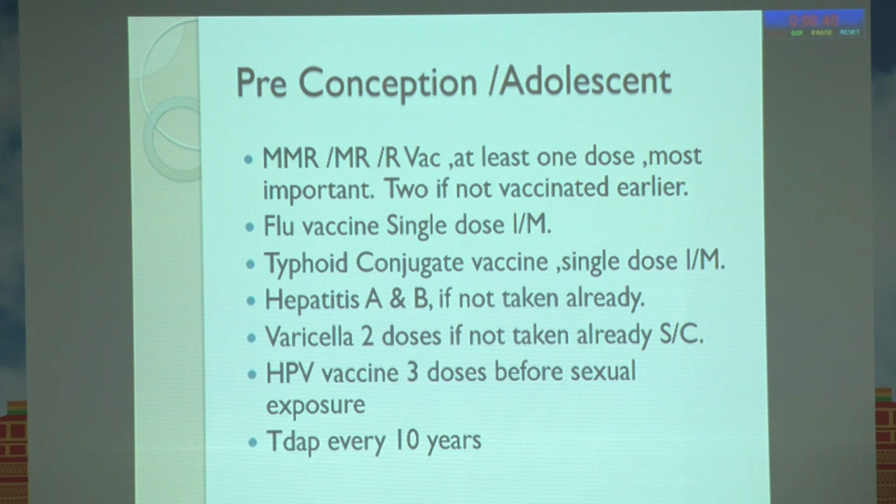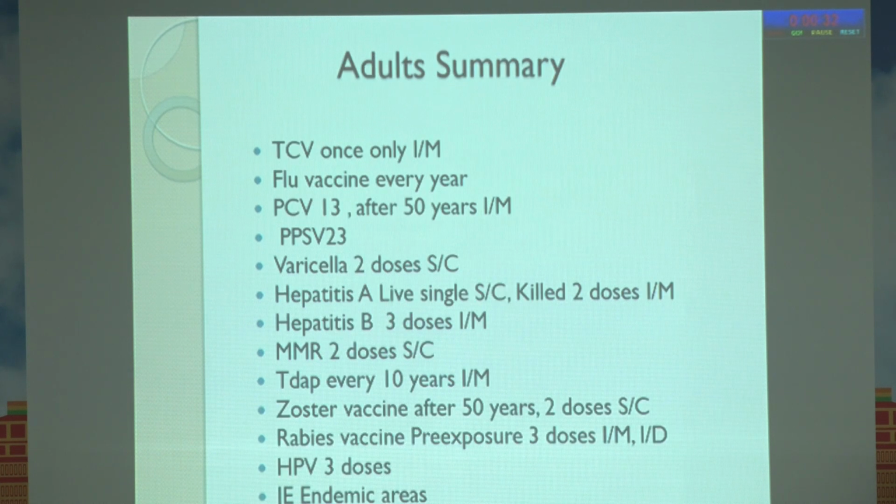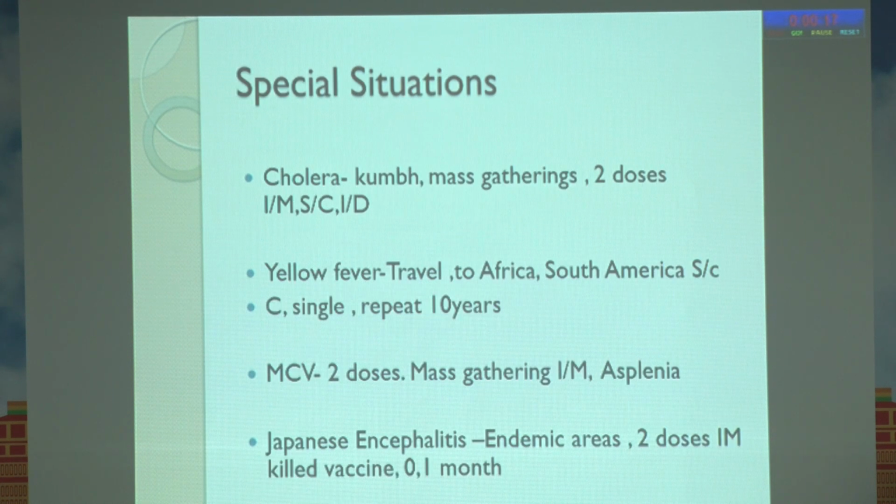Sure. Preconception period: MMR, flu, typhoid, hepatitis A and B, varicella, human papillomavirus, and Tdap. In adults: TCV, flu, PCV, PPSV23, varicella, hepatitis A and B, MMR, Tdap, zoster, rabies, human papillomavirus, and Japanese encephalitis in endemic areas. Special situations: cholera, yellow fever, MCV, Japanese encephalitis.